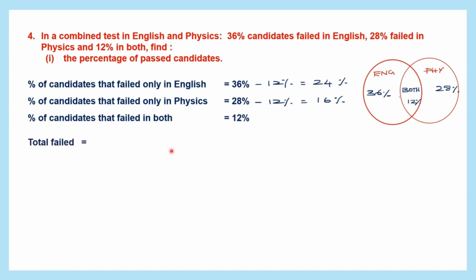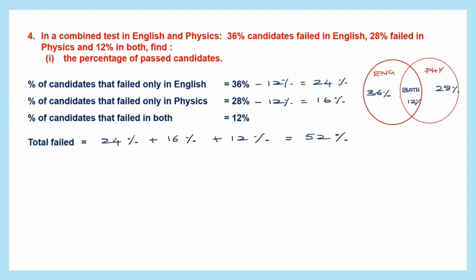Now first, total failed. Now we have to find total failed. That will be those who failed in English, those who failed in physics and those who failed in both to be added together. So that will be 24% plus 16% plus 12%. So when you add all this up, you get 52%. So this is the total that failed.